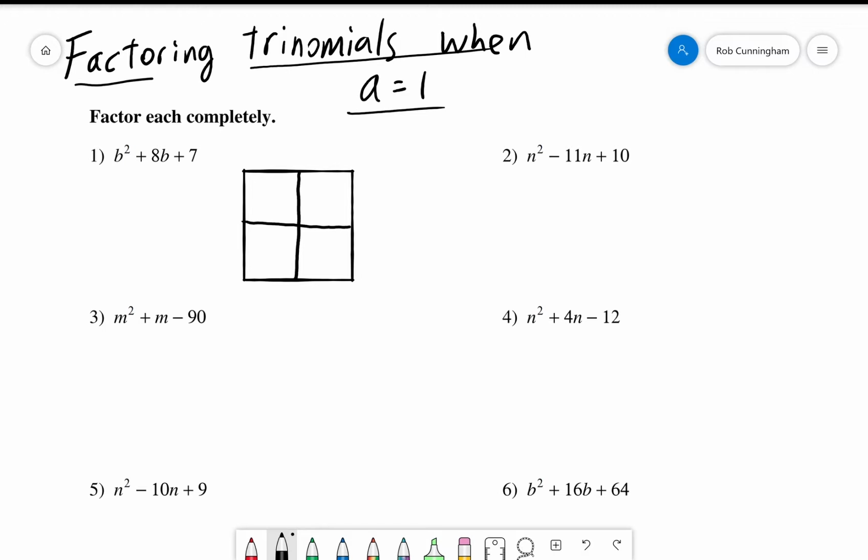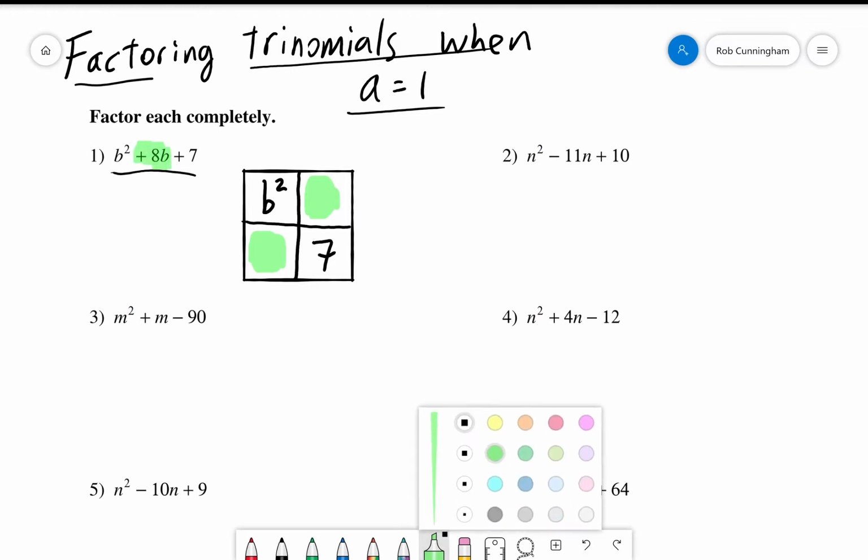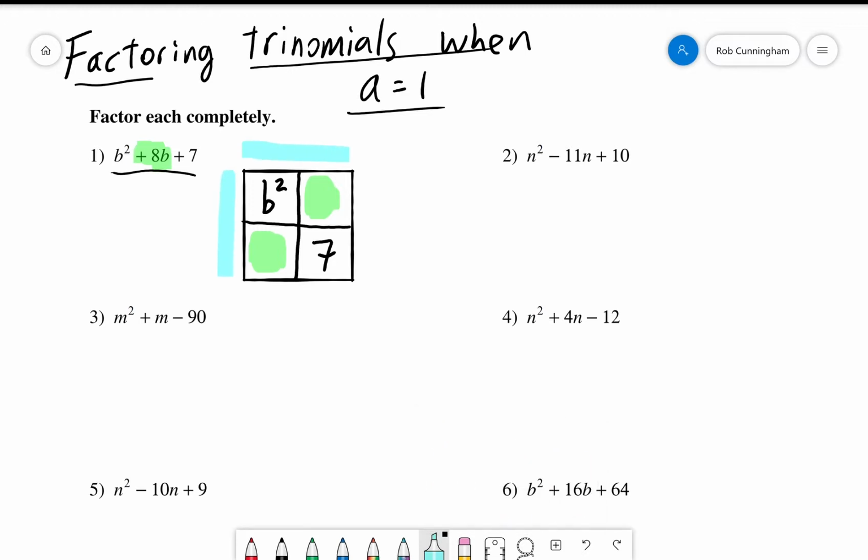Okay, so we've got this expression b squared plus 8b plus 7, and we are going to sort of distribute that into these 4 regions as follows. The b squared, as usual, goes in the upper left. The constant 7 goes in the lower right, and that gives us 2 regions here that we need to fill up with the only thing we've got left, this 8b. And once we have those 2 regions, we will be able to figure out what lengths these 2 sides must be so that we can express the area of that rectangle as a product rather than as a sum.